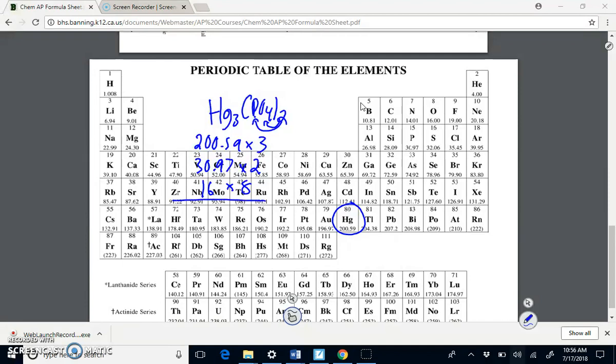I'm going to do it now. Make sure you button press right. 200.59 times 3 plus parentheses 30.97 times 2 plus 16 times 8 is going to be really high. And hopefully I did this right. If not, someone will email me and correct me if I button press wrong. That's the molar mass. Very, very high molar mass, because mercury is so heavy.